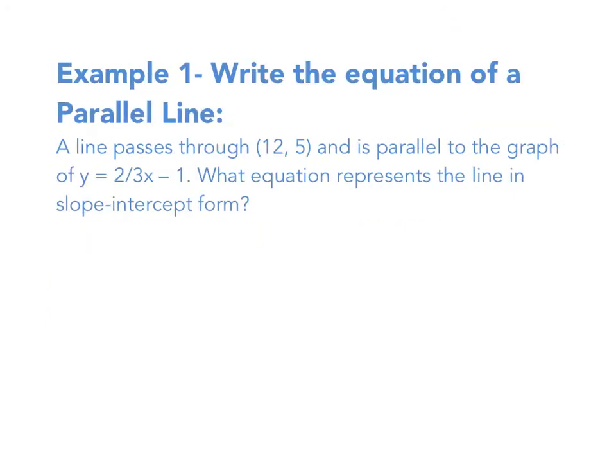Example 1, write the equation of a parallel line. So we have a line that passes through (12, 5), and is parallel to the graph of y equals 2/3 x minus 1. What equation represents the line in slope-intercept form? So I'm going to write down some steps. The first thing you can do is find the y-intercept by plugging in the slope.